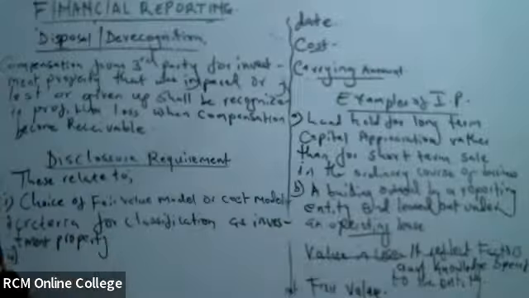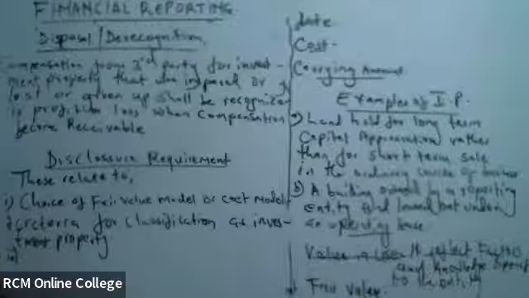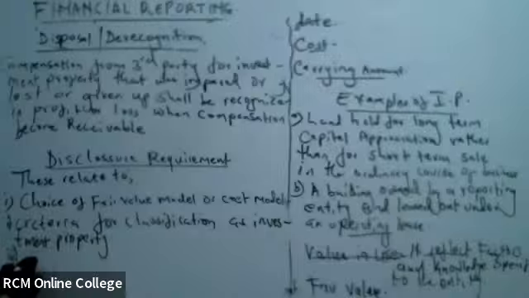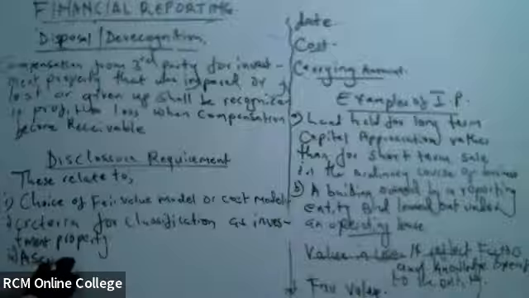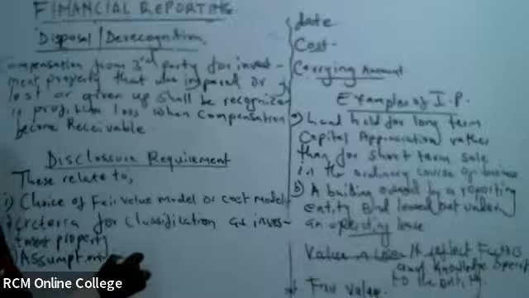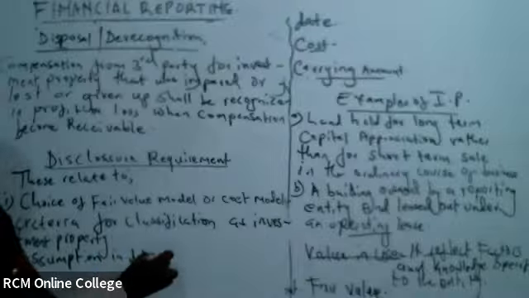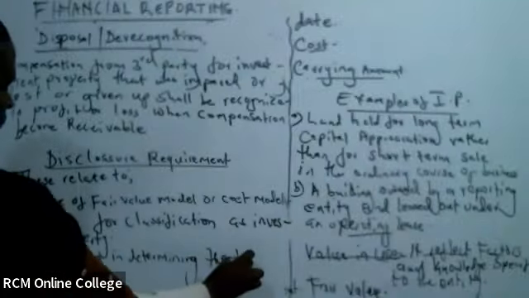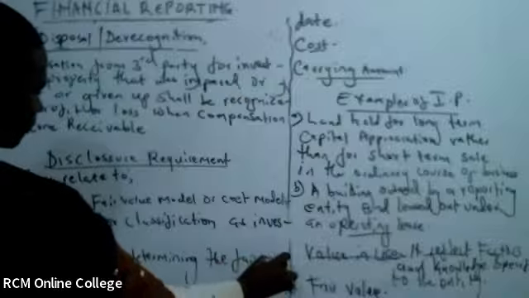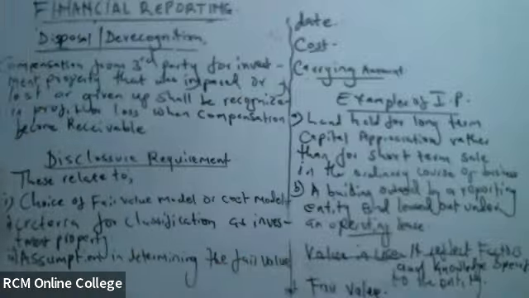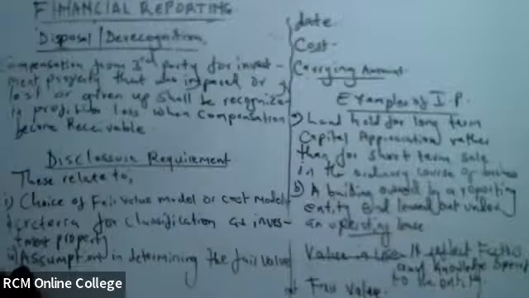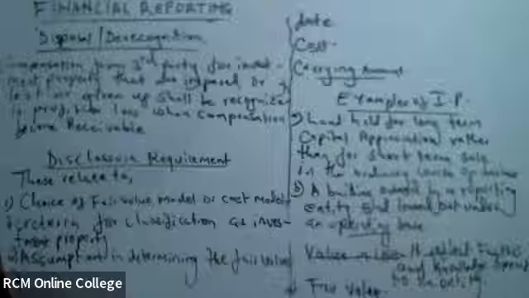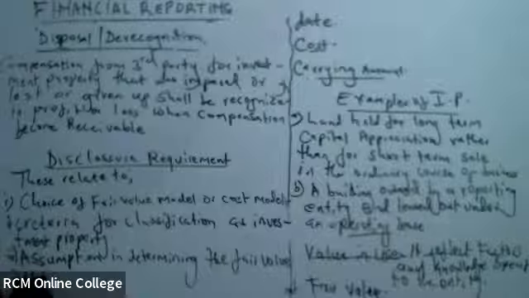Number three, assumptions in determining the fair value. So you need to have some assumptions. The fourth one is use of independent professional valuer.